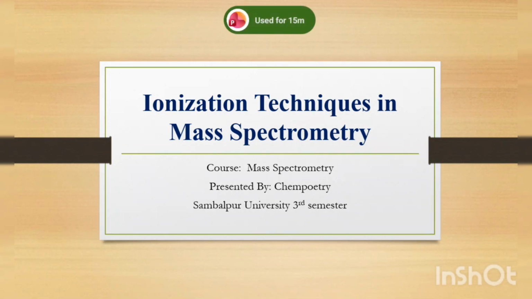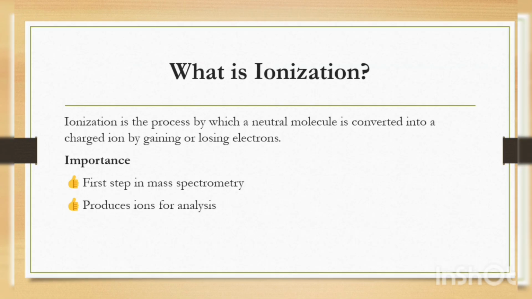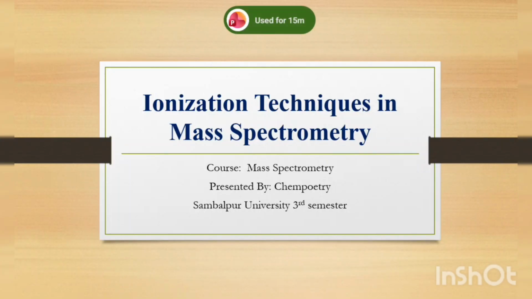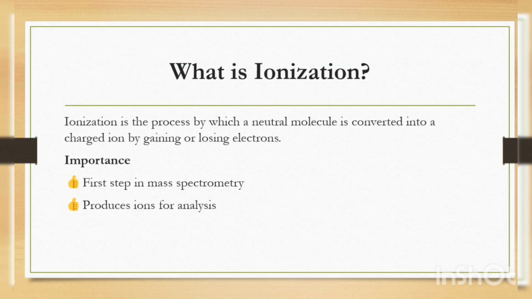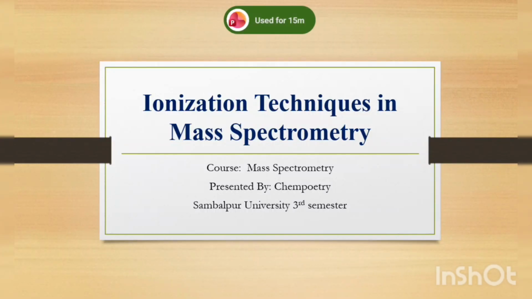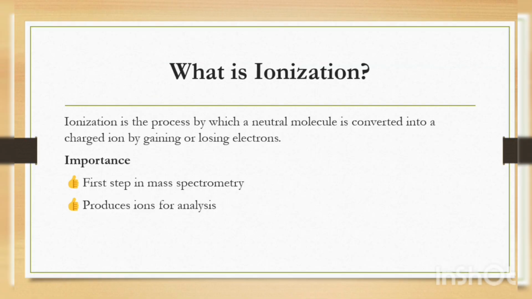In this class, we will understand what is ionization, why ionization is necessary, characteristics of an ideal ionization method, hard and soft ionization, electron ionization or EI, fragmentation in EI, chemical ionization CI, mechanism of CI, methane, isobutane and ammonia as a reagent gas, and finally classification of different ionization techniques. So let's start.